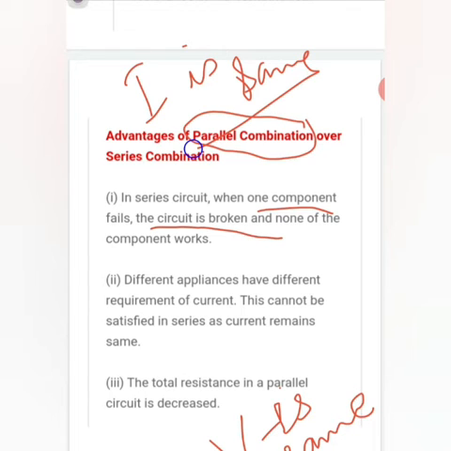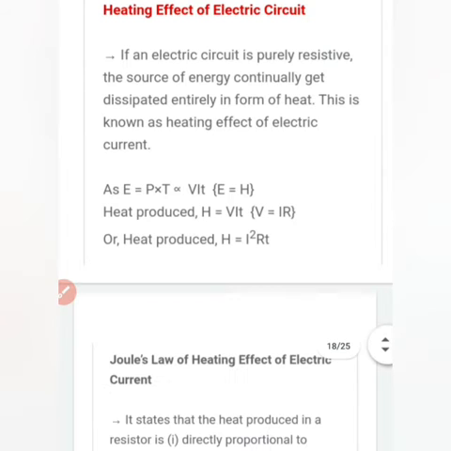In our domestic circuits we use parallel circuits, because it is not like that if our fan stops working then the whole electricity of our house will stop working. That's why parallel combination is used in our circuits. The total resistance in a parallel circuit is decreased while the total resistance in a series circuit is increased. So the next topic is the heating effect of electric current. It was given by Joule, who was a scientist.